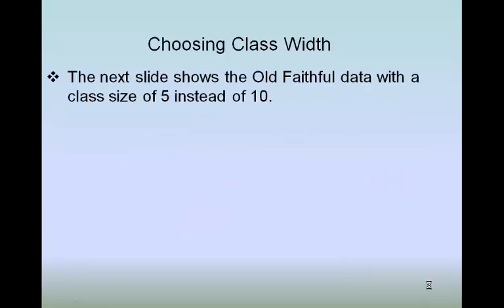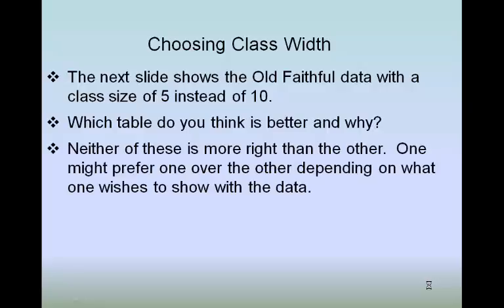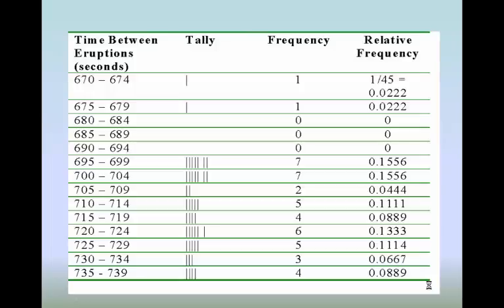The next slide shows the Old Faithful data with a class size of 5 instead of 10. Which table do you think is better and why? Neither of these is more right than the other. One might prefer one over the other depending on what one wishes to show with the data. So here's the table with a class width of 5.